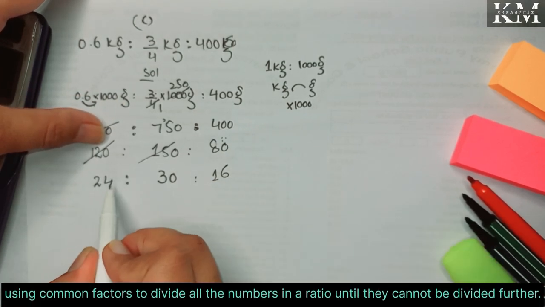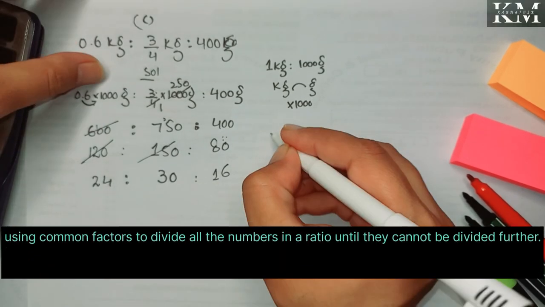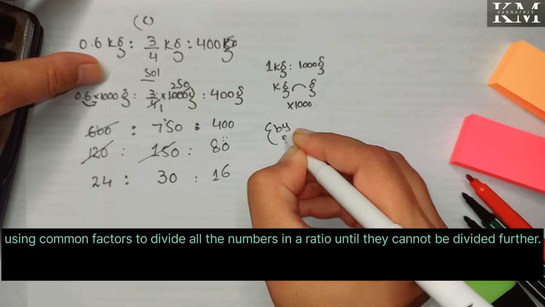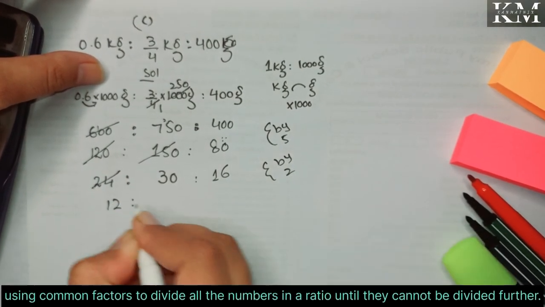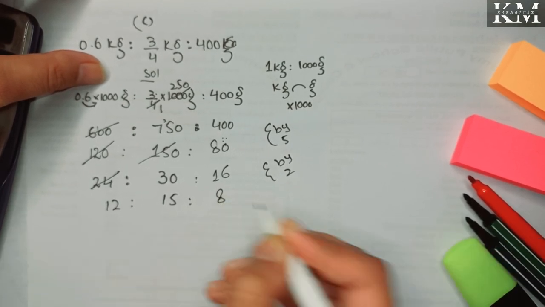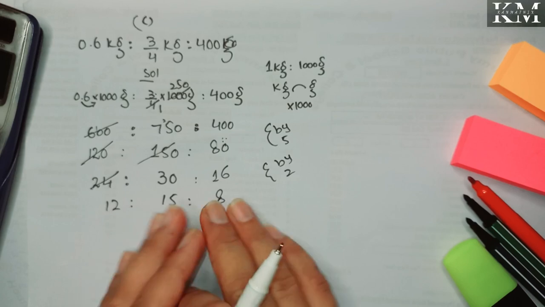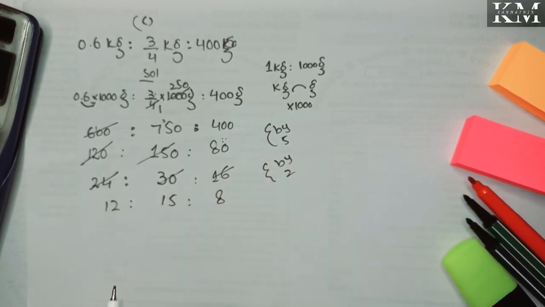Now we can do it by, first we have done by 5. Now I am doing it by 2. 2 12 times, 2 15 times, and 2 8 times. Now it's a simplified one because now we don't have a common factor.